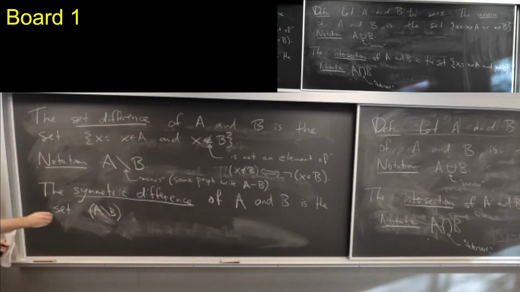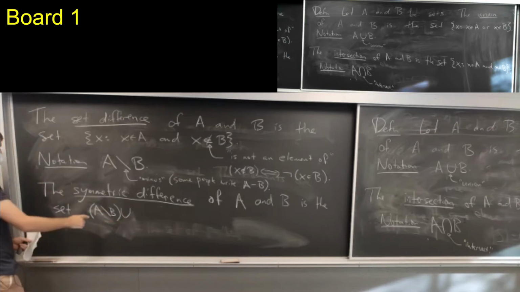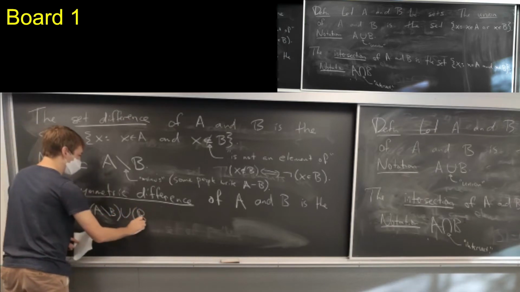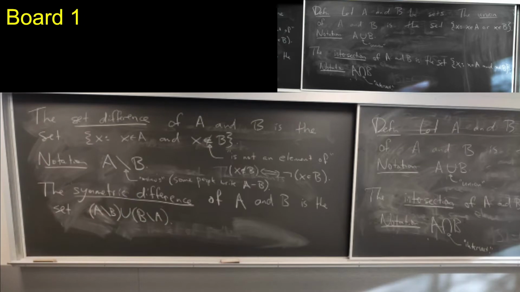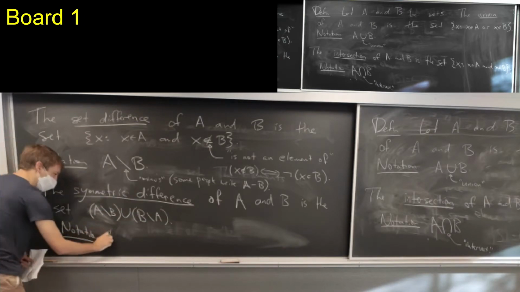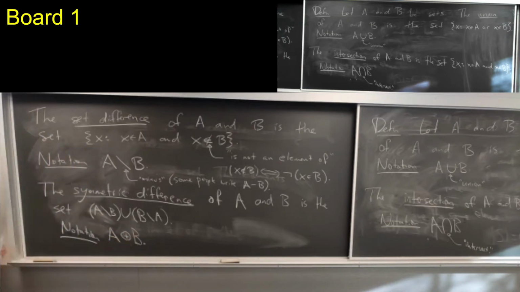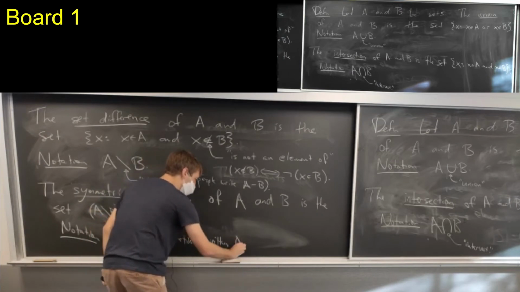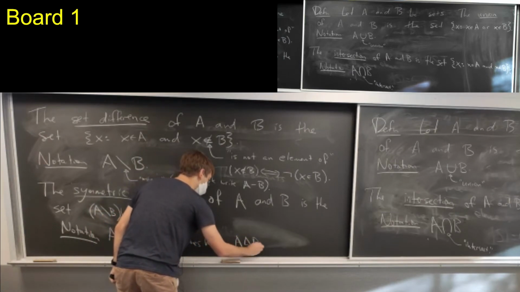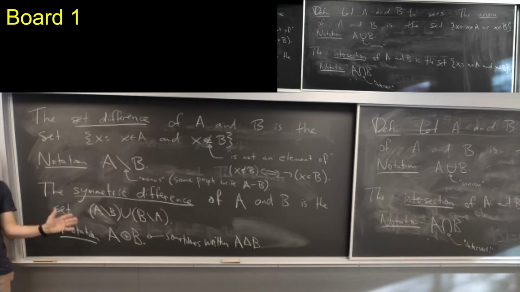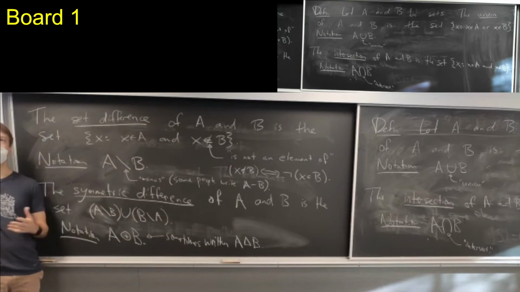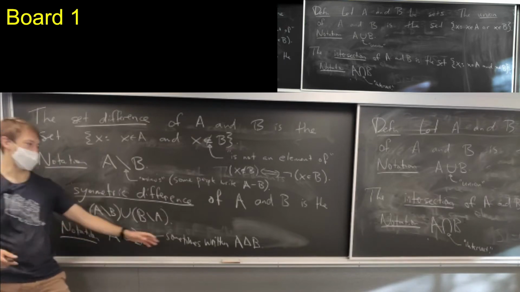But the symmetric difference is A minus B union B minus A. And the notation is A with a plus sign with a circle around it, and then B. But again, this is not universal notation. Some people write this with a triangle, A triangle B. But for the purposes of this course, we always write it with a plus. But some people might write A triangle B.